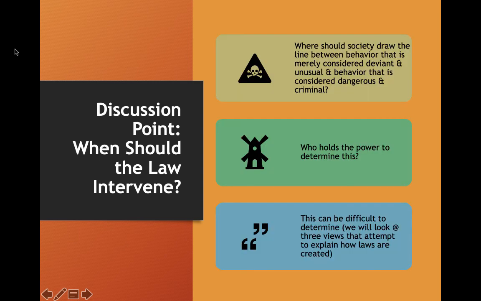So, where should society draw that line between behavior that's merely considered deviant and unusual and behavior that's considered dangerous and criminal? Who has the power to determine this? Think about it. In your area where you live or where you grew up or where you live now, who determines what's considered deviant and just not socially acceptable, and who determines what's against the law?